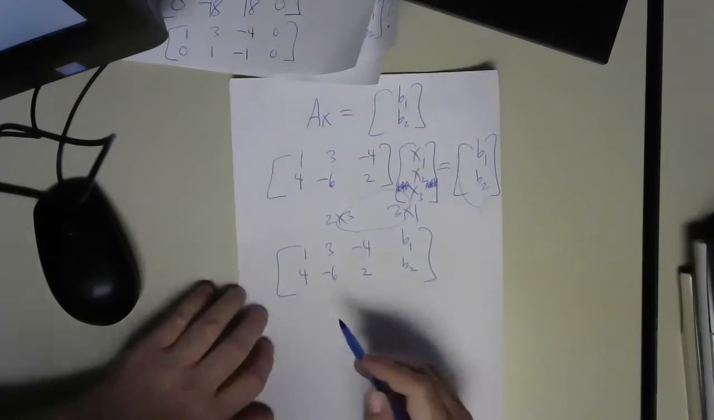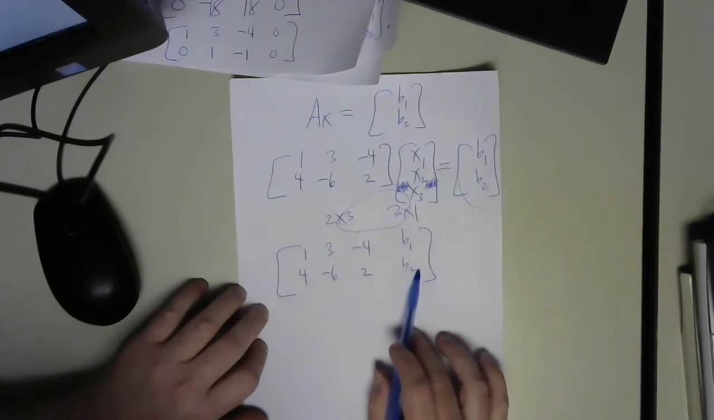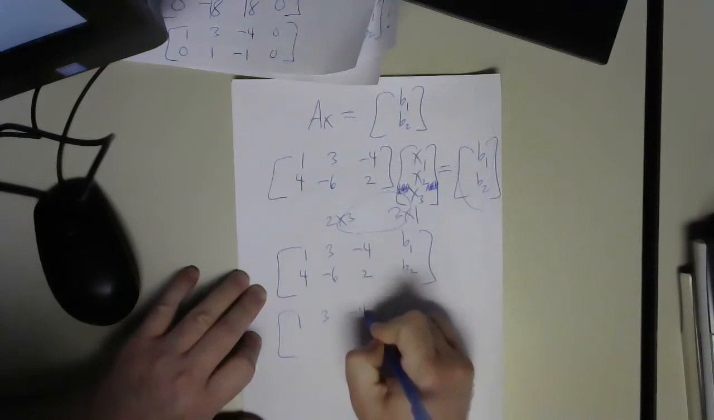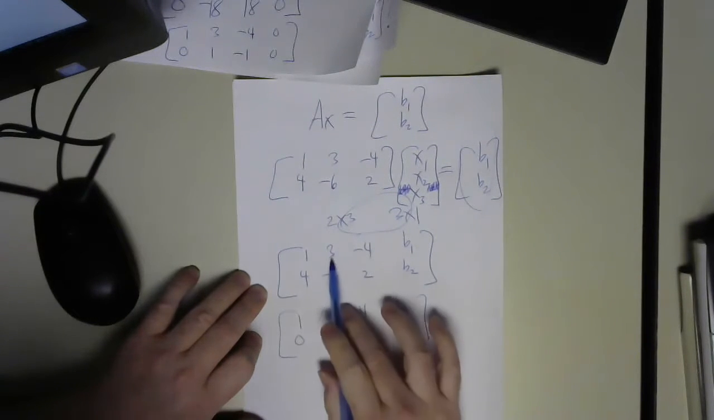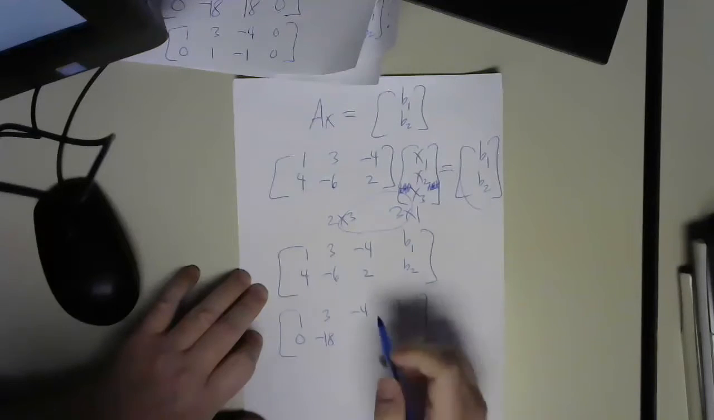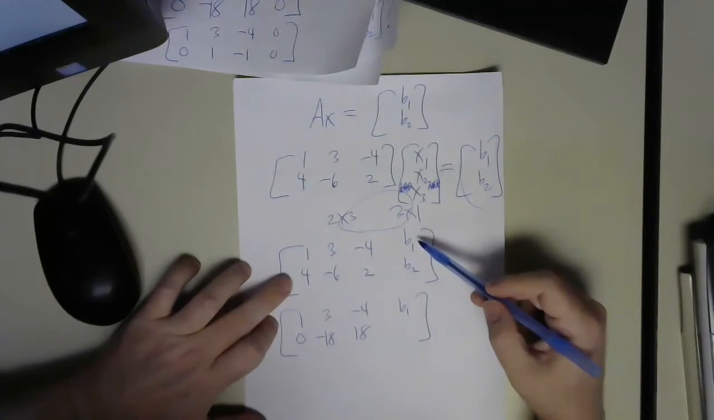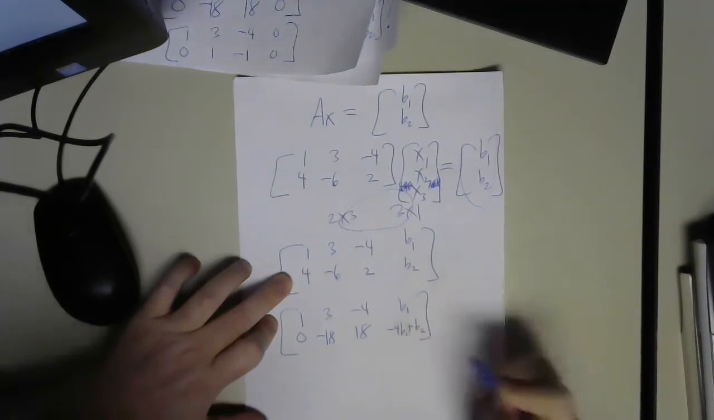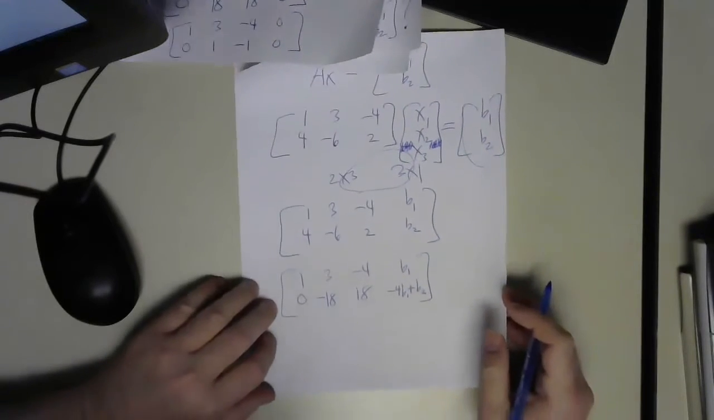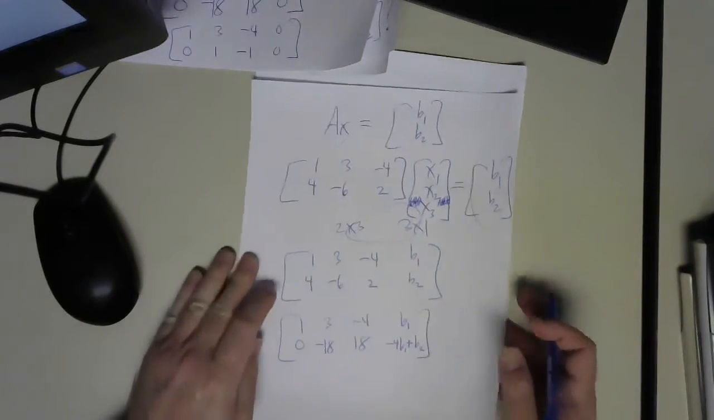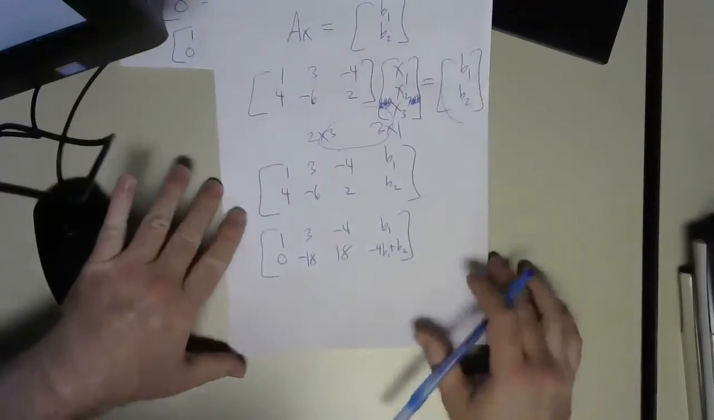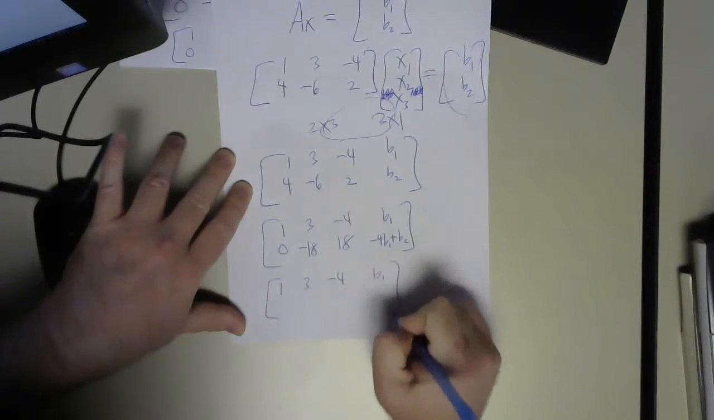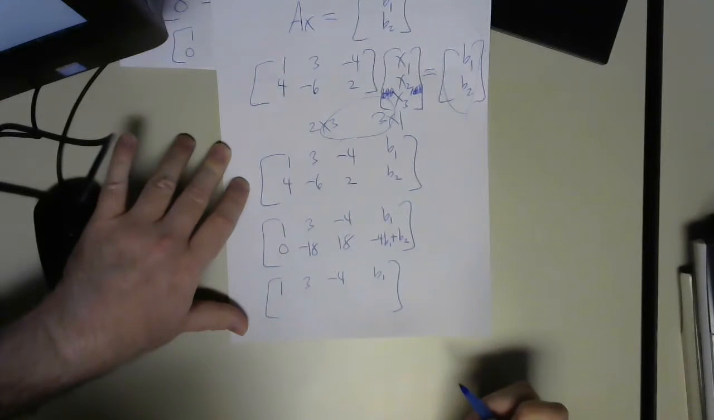So I'm just going to do what I did before, essentially. It's just going to involve some of the b's. I'm going to multiply the first one by -4 and add it to the second one. -12 minus 6 is -18. 16 plus 2 is 18. Now here we want -4b1 plus b2. Now I suppose we could divide the second row by -18, just like we did before. This is just going to get a little messier.